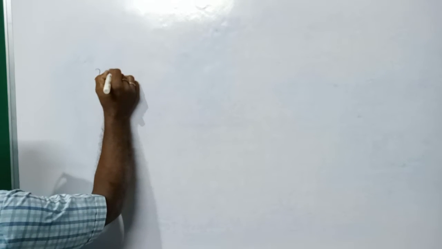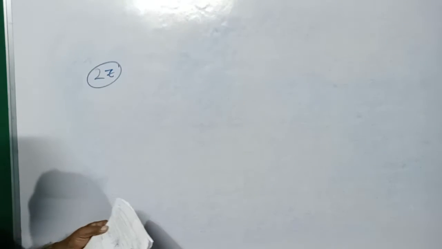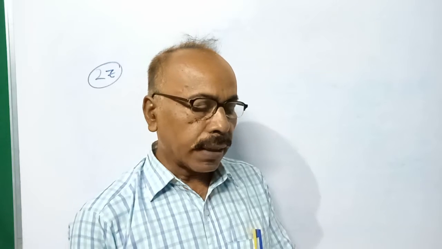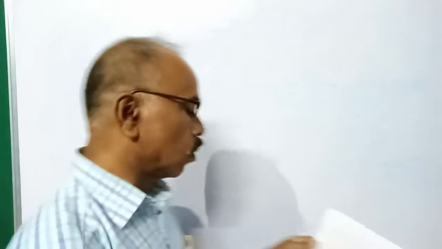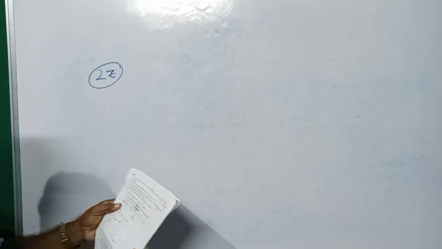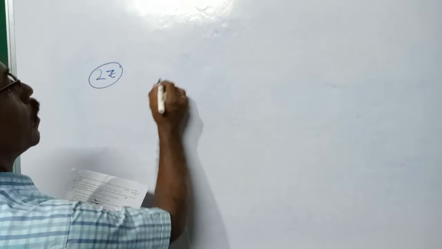Next, question 27. The following table gives the distance traveled by a car at various time intervals. Study the table and draw a linear graph for the same. My dear student, you see in your question the table is like this.